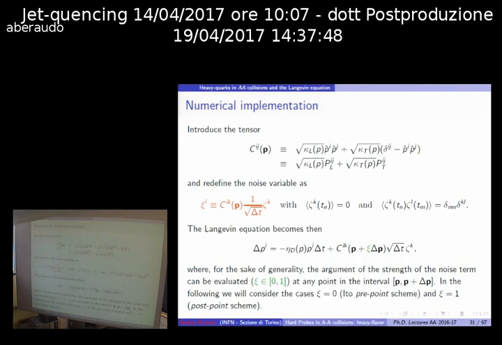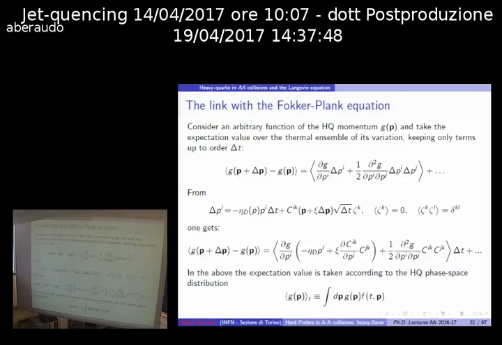So now I want to establish a mapping between Langevin and Fokker-Planck, to show what the relation is, and in particular to show that they are equivalent, and show the relation between the transport coefficients in the two equations. So consider an arbitrary function of the heavy quark momentum, g of p, and take the expectation value over the thermal ensemble, and consider its variation. Consider the expectation value of its variation within the time step delta t.